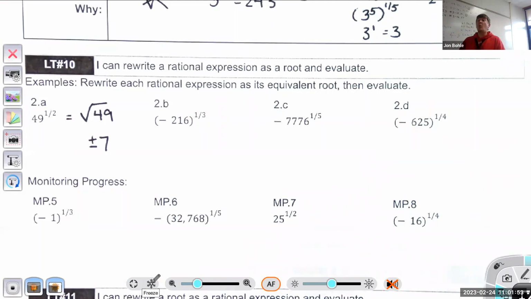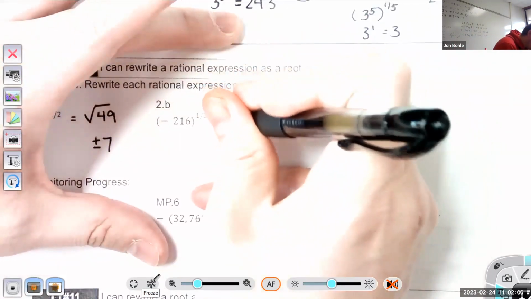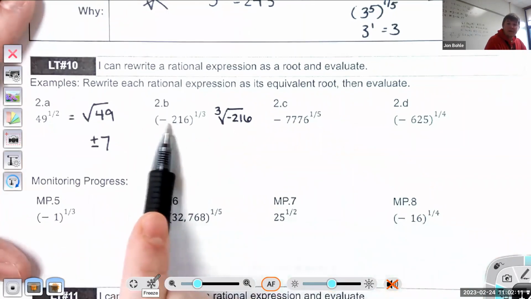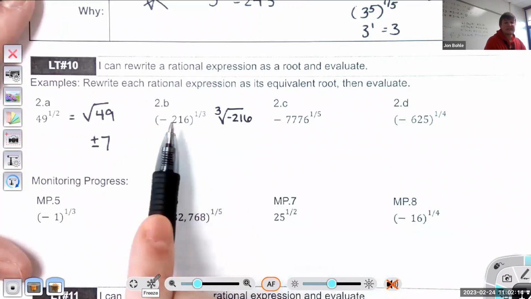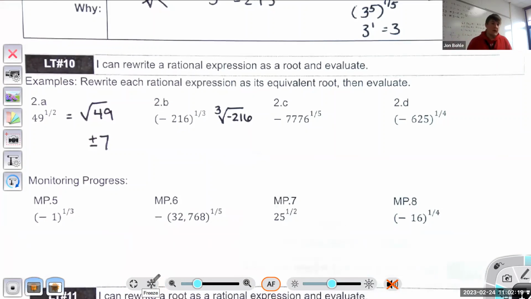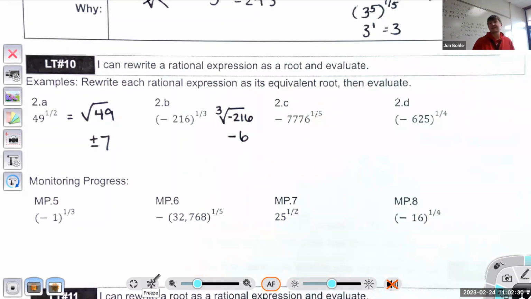Okay, let's do 2b. 1/3, so negative 216 to the 1/3 power. That's the what root of negative 216? The third root of negative 216. Okay, here, the negative is inside the parentheses. Since it's inside the parentheses, it goes inside the root. What's the cube root of negative 216? -6. Just -6 because it's odd.